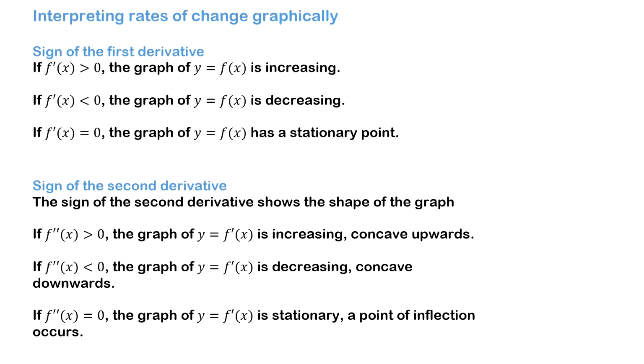Now, when we're talking about the sign of the second derivative, remember this is in terms of concavity, like concave upwards or concave downwards. If the second derivative is greater than 0, it means it's concave upwards, which means the gradient is increasing as we go from left to right. If the second derivative is less than 0, it's concave downwards, so as we go from left to right, the gradient is getting smaller. If the second derivative equals 0, a stationary point or point of inflection occurs.